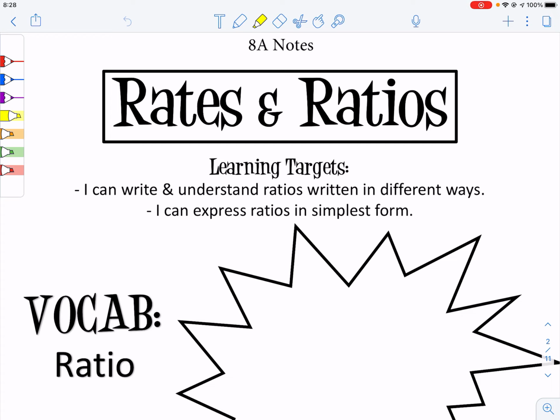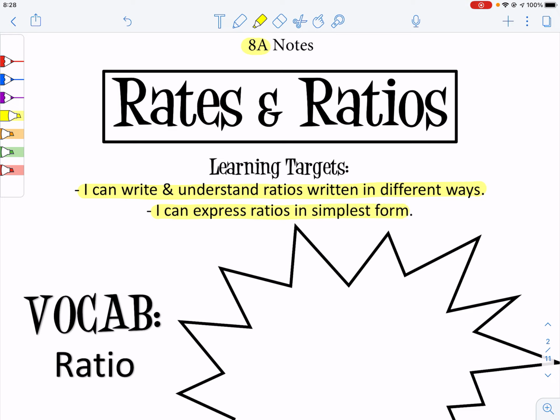Today we're going to start our first lesson in Unit 8. Our lesson 8A is called Rates and Ratios. So as we always do, let's highlight our learning targets up at the top. I can write and understand ratios written in different ways, and I can express ratios in simplest form.